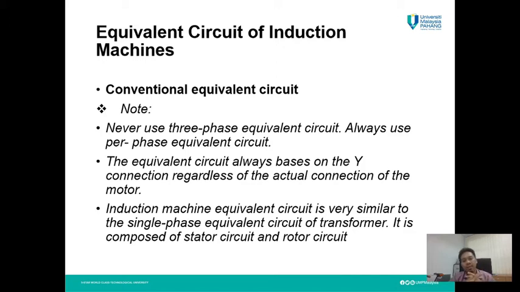Okay, then number three, the induction machine equivalent circuit is very similar to the single-phase equivalent circuit of a transformer. It consists of the stator circuit and the rotor circuit.